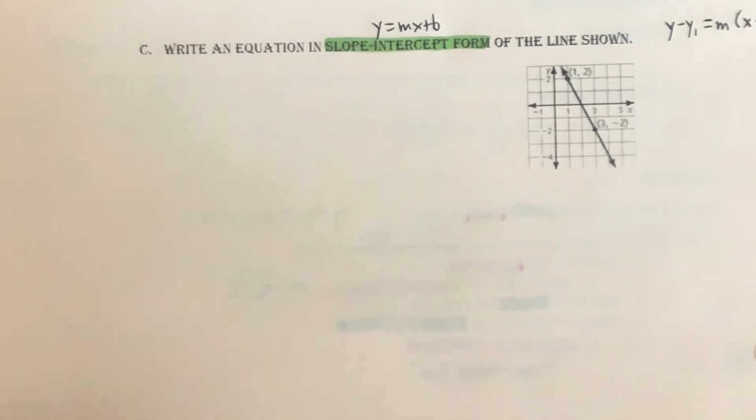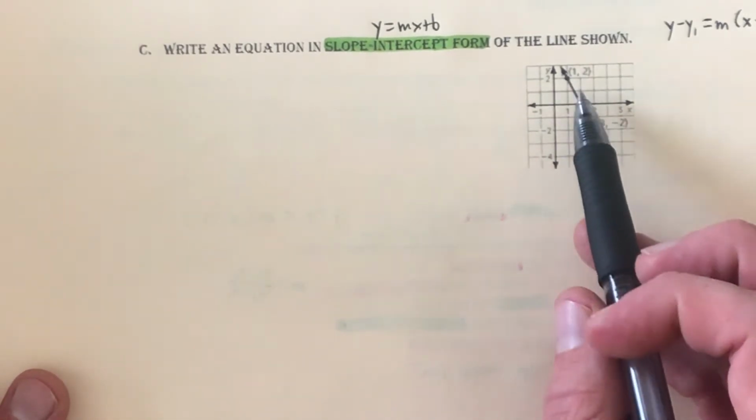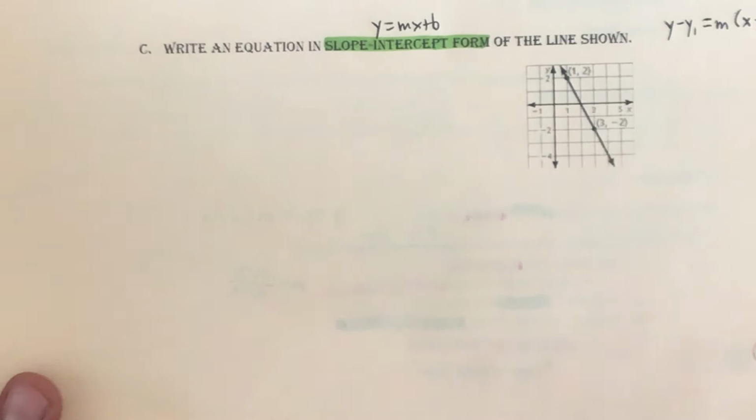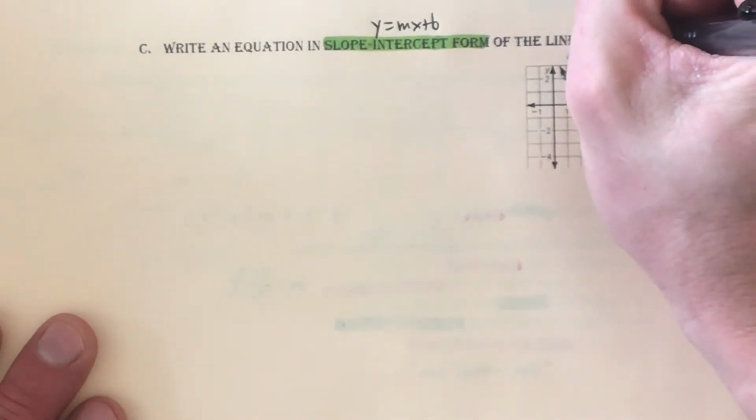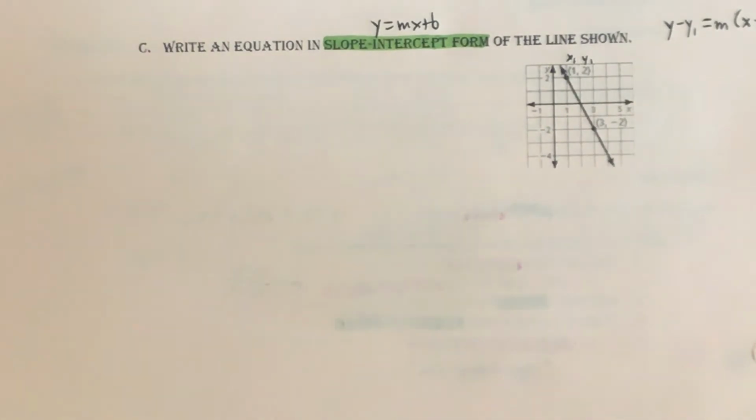Right, so first, they've already given me 2 points. They've said (3, -2) is a point on this line, and (1, 2) is a point on this line as well. So those are my points, and I can choose to use either one of them. I'm going to choose to use this first one at (1, 2). So I'm going to call this x1 and this one y1. Then I need to figure out the slope.